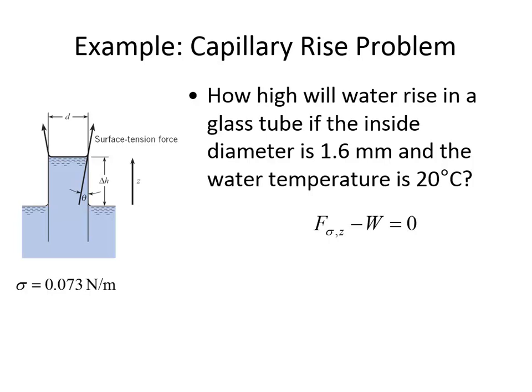So now we just have to substitute in what we know. The surface tension constant is 0.073 newtons per meter. The cosine of theta is equal to 1, and times 4, divided by the unit weight of water, 9790 newtons per cubic meter. And the diameter of the glass tube is 1.6 times 10 to the minus 3 meters. So this is telling us how high it's going to rise when it reaches equilibrium, and it works out to 0.0186 meters. That's 18.6 millimeters.